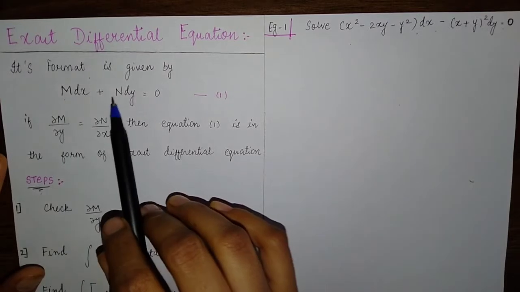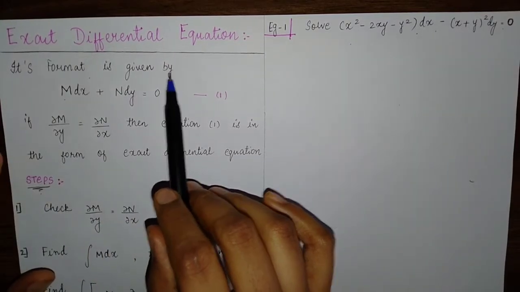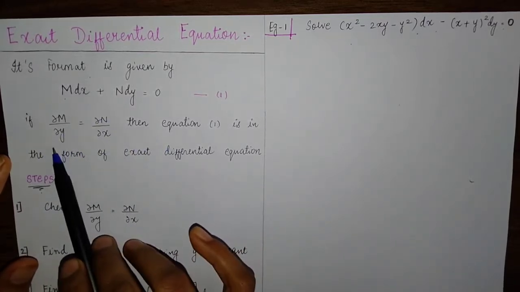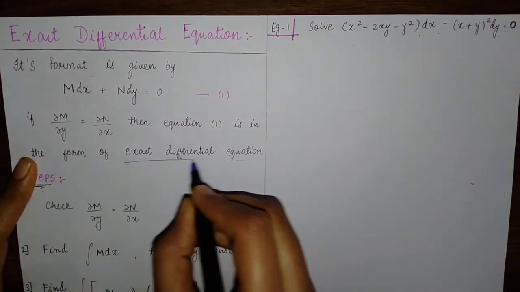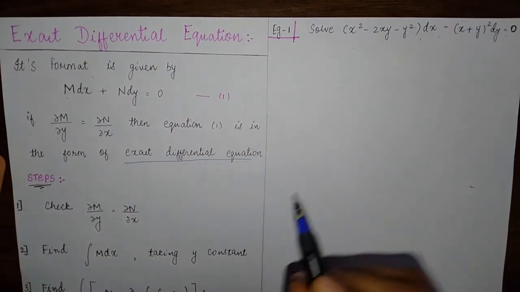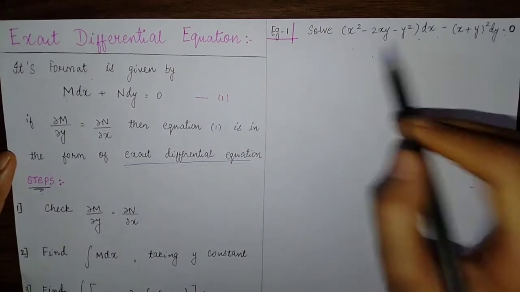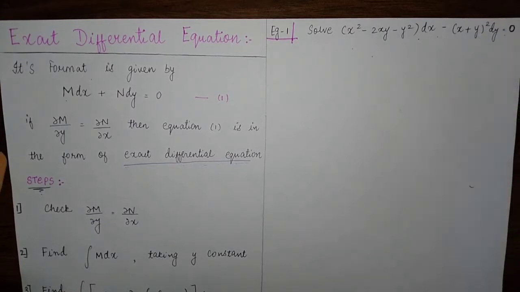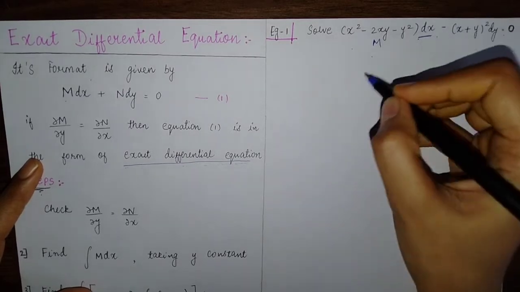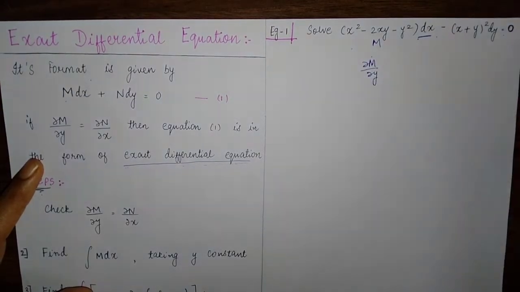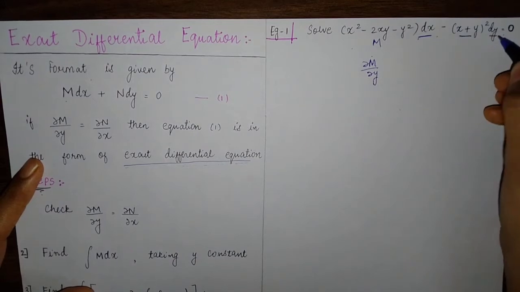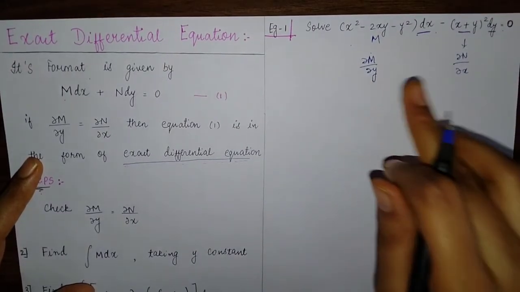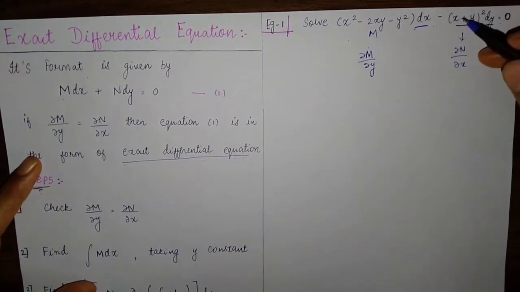And that equation will be an exact differential equation only if you find del M by del y and del N by del x, and both are equal. Then only that equation will be an exact differential equation. You can remember it like this: with the M term you have dx, but you have to find del M by del y, and with the N term you have dy, but you have to find del N by del x. And if both the terms are equal, then the given equation is an exact differential equation.